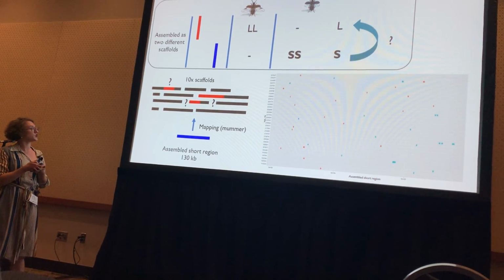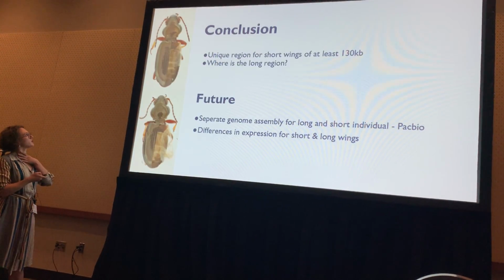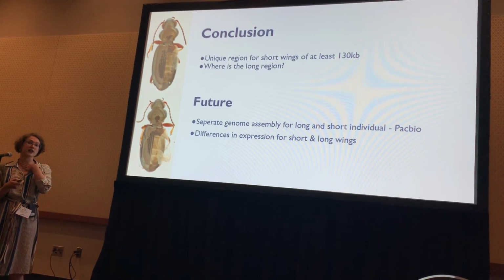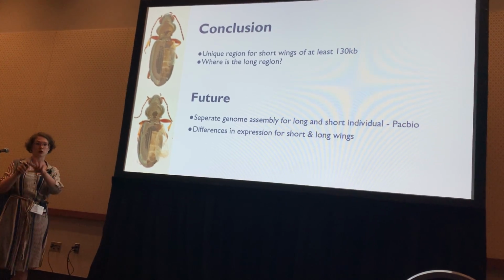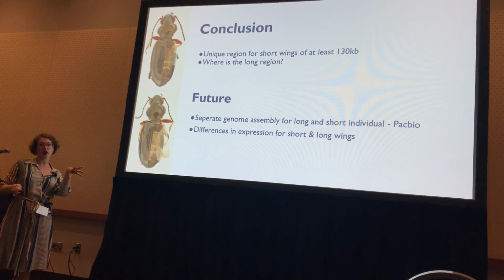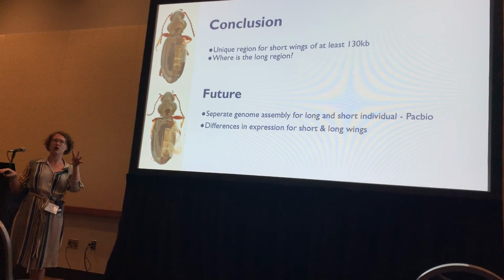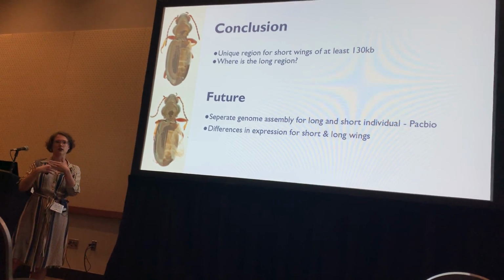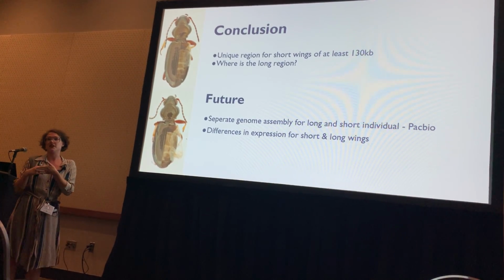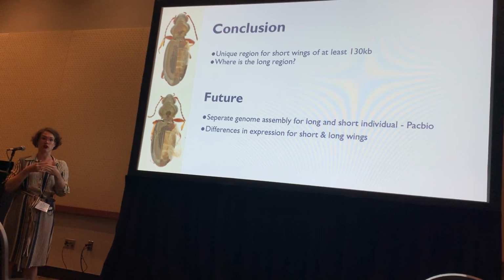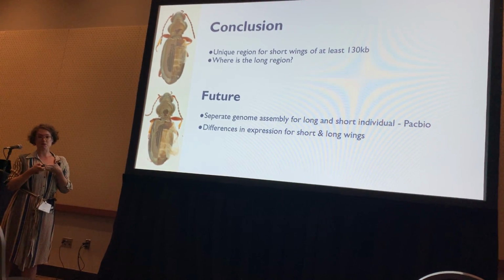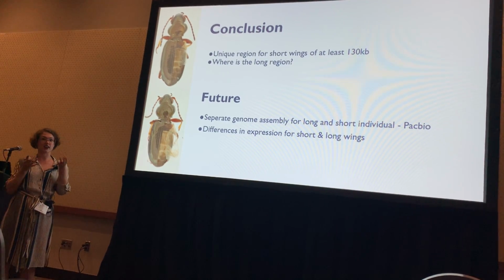So the next thing to do is that I'm going to assemble a genome with PacBio, and I'm going to make 2 different libraries, of a long individual and a short individual, because maybe with the assembly, because it's a heterozygous individual, it got messed up, and it might be more clear cut. But we still don't know what's exactly going on there.